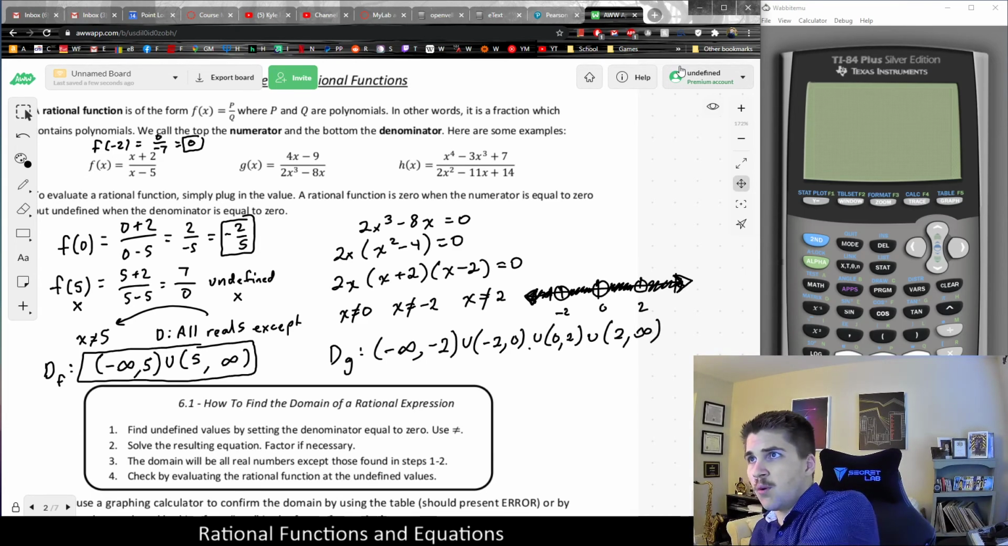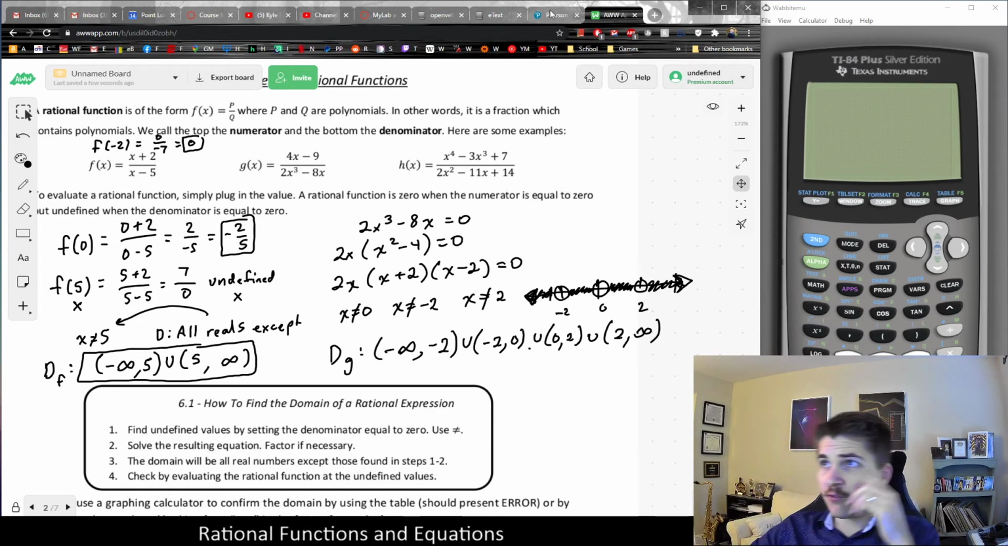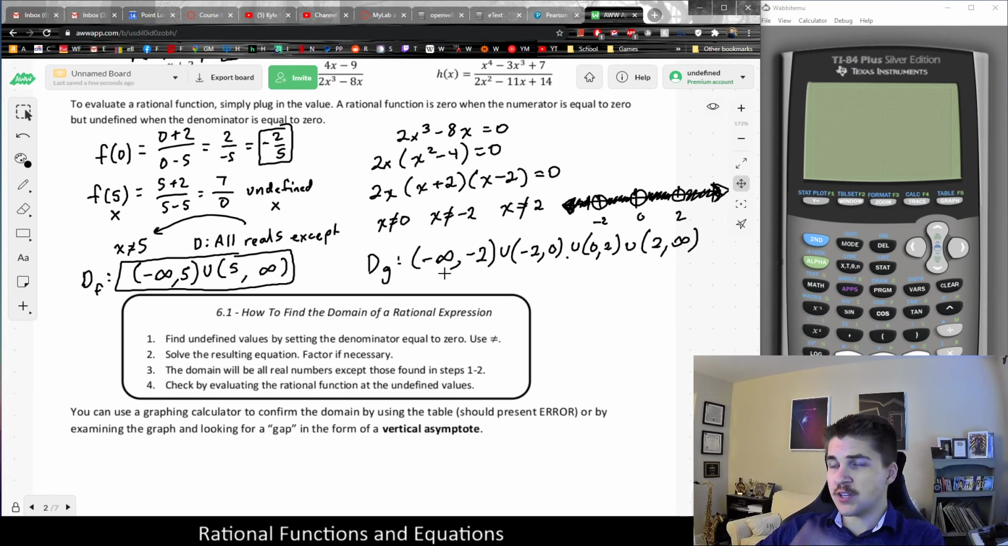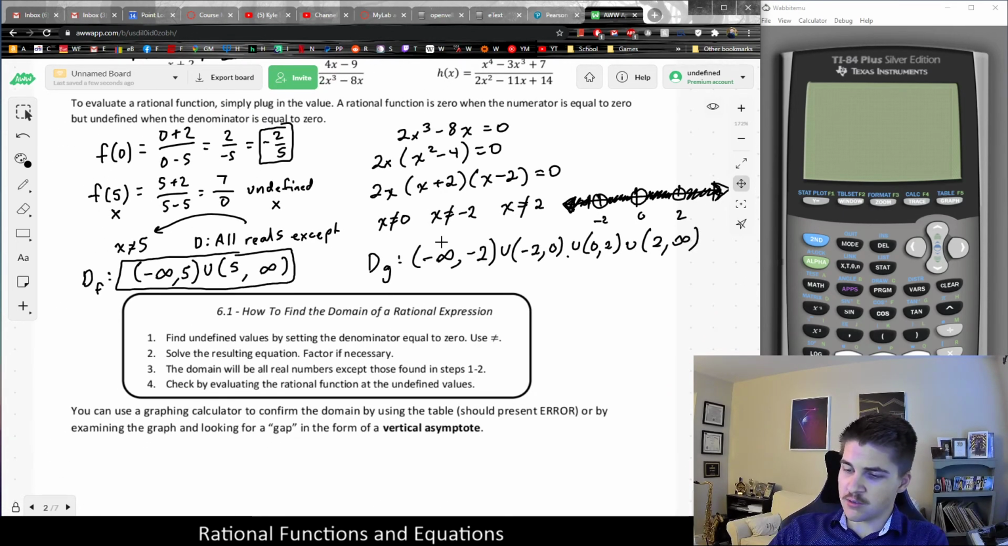And let's do one more. I'm out of room in here, but let's say for h of x, I wanted to figure out the domain of h of x. Again, the gist of it is I want to figure out when the denominator is equal to 0. So I want to factor it. And technically, you don't even need to write an equation if you just factored the denominator. Here, the denominator was 2x squared minus 11x plus 14.